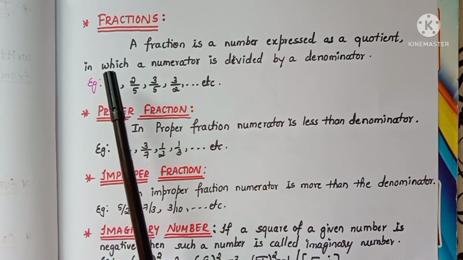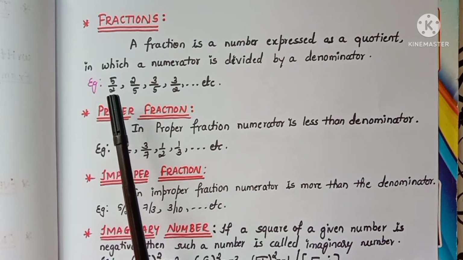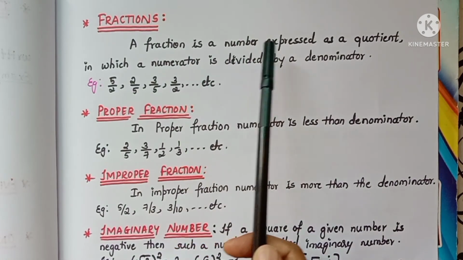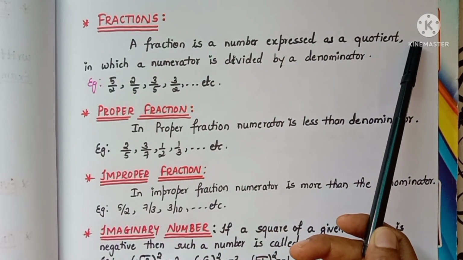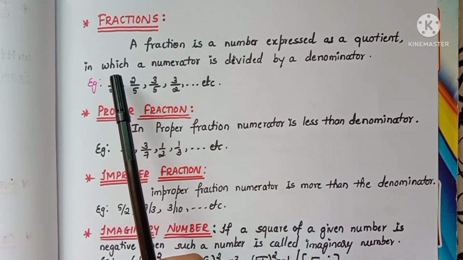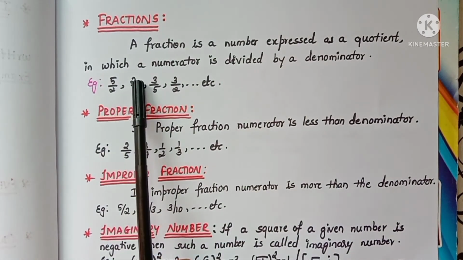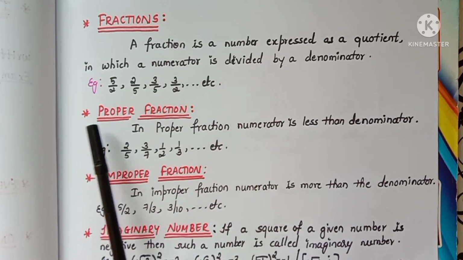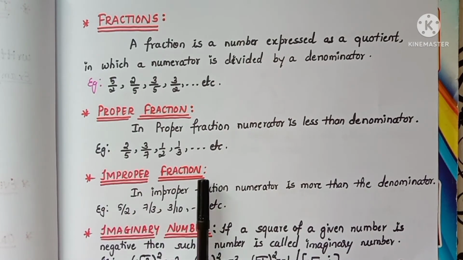If we divide the numerator by the denominator, we will get a quotient. Therefore, a fraction is a number expressed as a quotient. Okay. So, fractions are what? Examples are 5 divided by 2, 2 divided by 5, etc. In fractions, we have proper fractions and improper fractions.